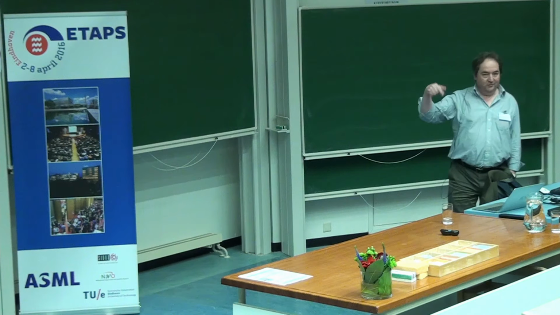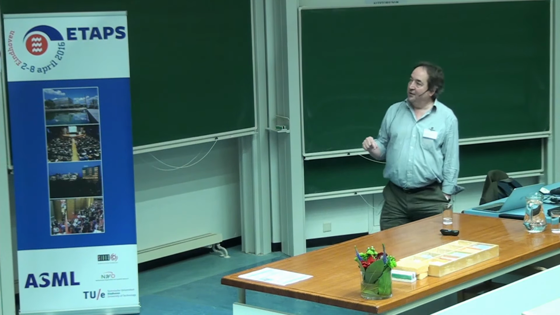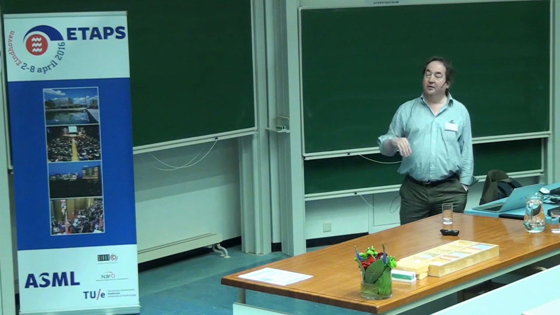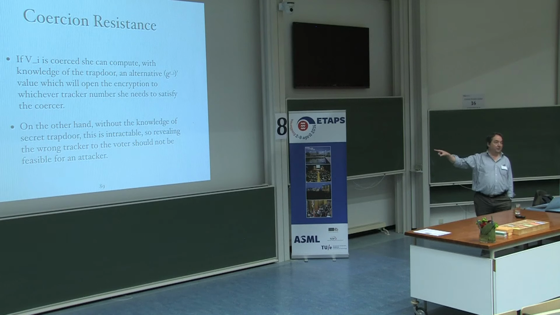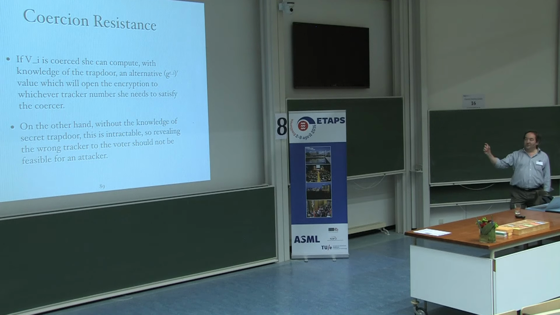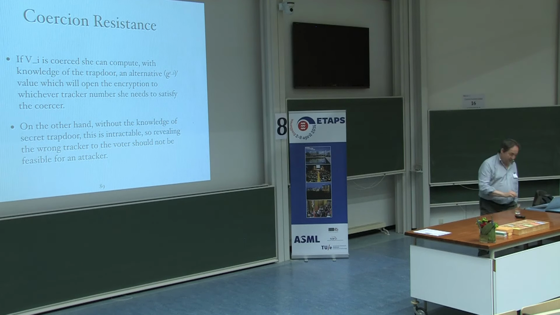You can reduce it to DDH, basically. So it should be very hard for an attacker to fool a voter in that sense. But the flip side is, if you have the trapdoor, it's very easy to fake such a term, which when you put it into the Elgamal encryption will open to an alternative valid tracker of your choice. Okay, so that's the basic idea.